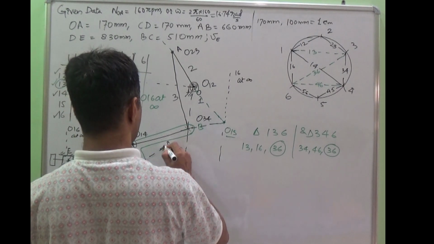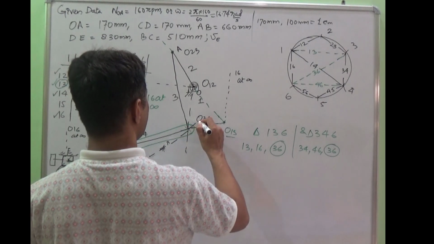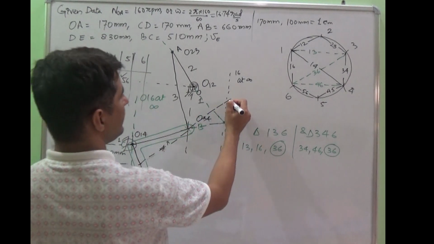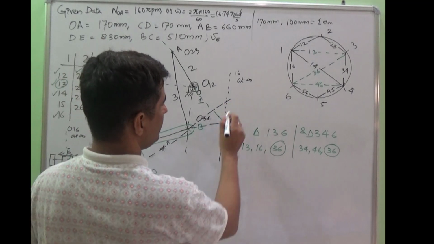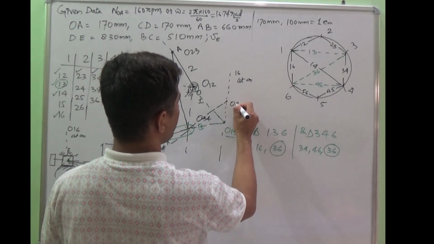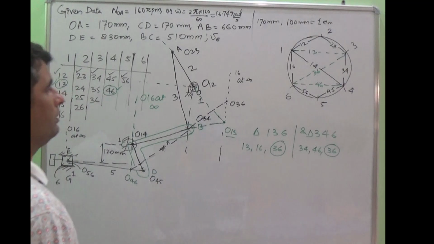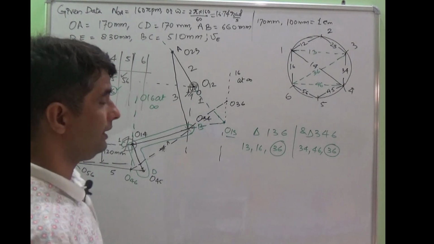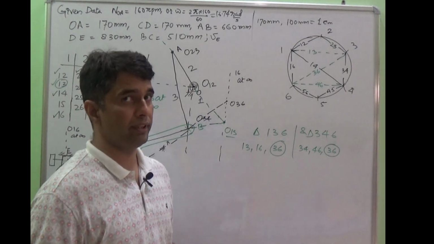I am joining these two I centers. So now after joining and extending, I can get point O36. So this is the instantaneous center of rotation O36, right? So now after this, what I can do is find out the I center which is important for me.